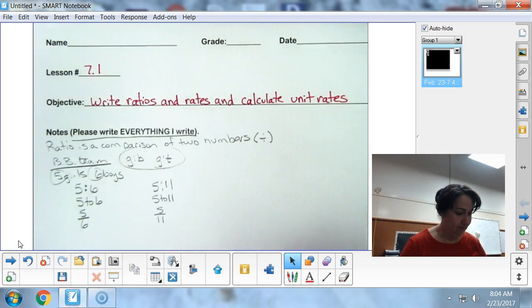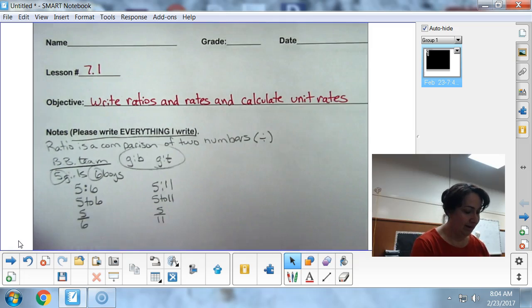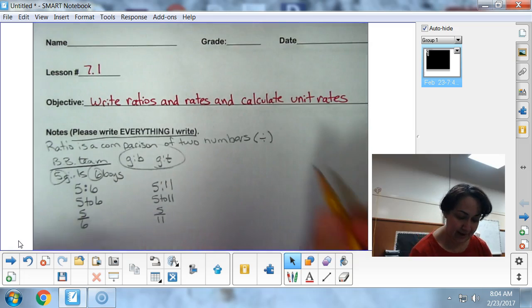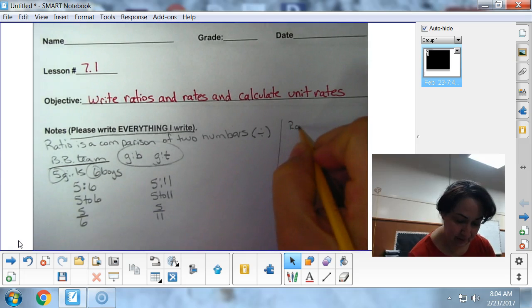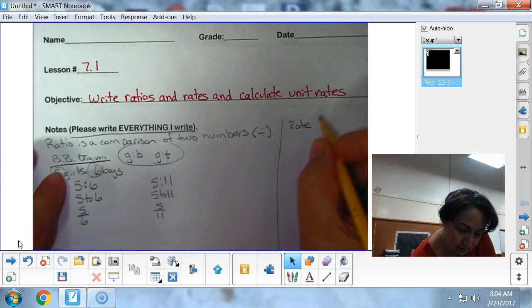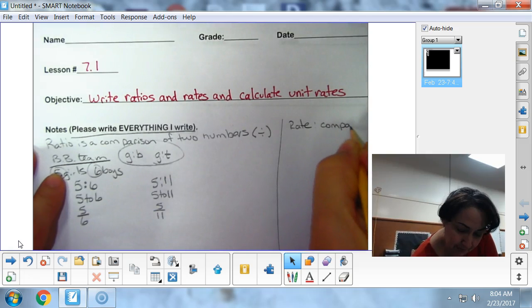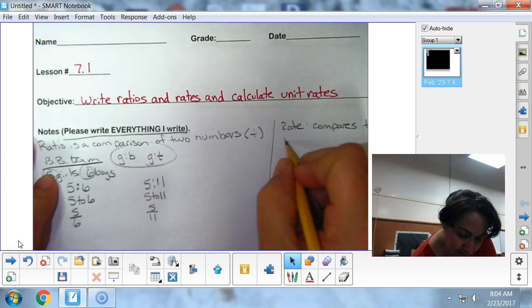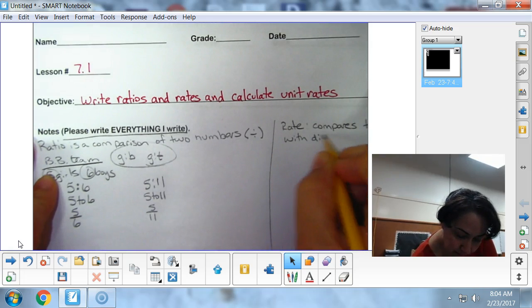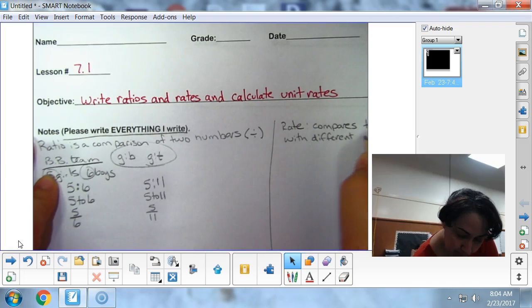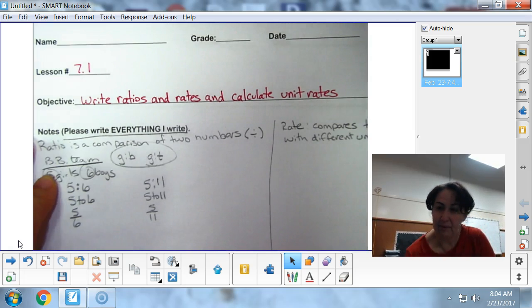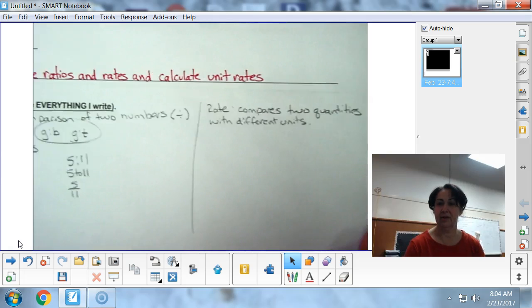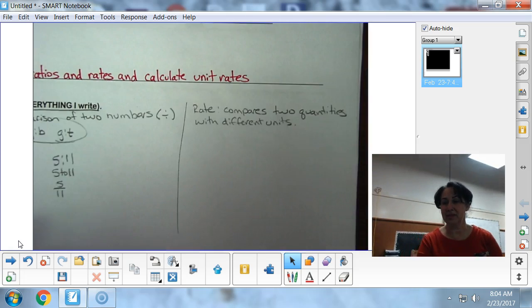The other thing that we could be asked for is a rate. Okay, and a rate is a little bit different. A rate compares 2 quantities again with different units. Okay, oops, you can't see that. I apologize for that. So rates compare 2 quantities with different units.